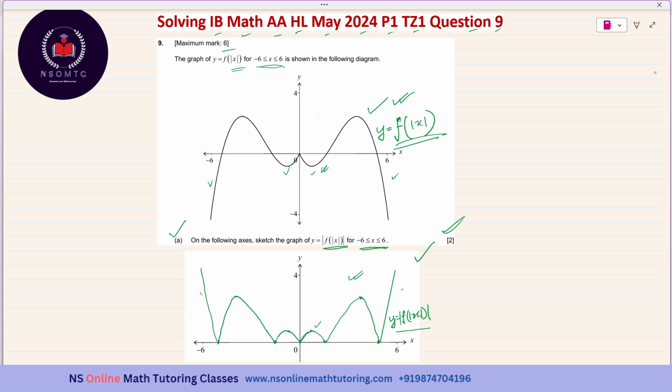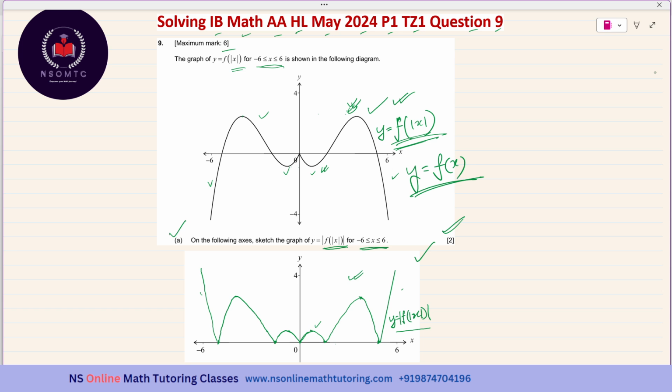So how do we get the graph of y equal to f of absolute value of x, given the y equal to f of x graph? From the y equal to f of x graph, we take the portion which is on the right side of the y-axis and we reflect that portion on the y-axis to get the left side of the graph. And these two portions taken together give us the y equal to f of absolute value of x graph.